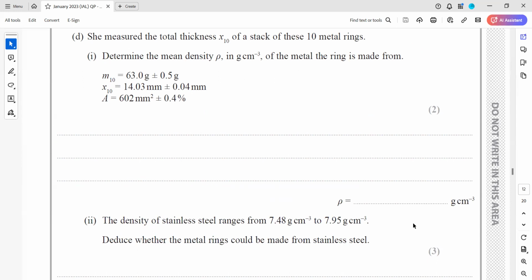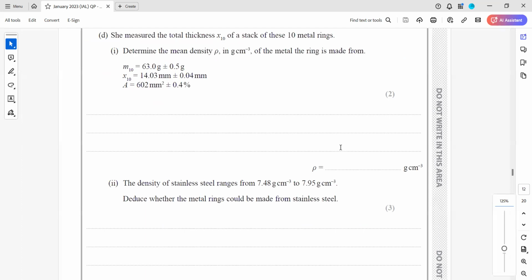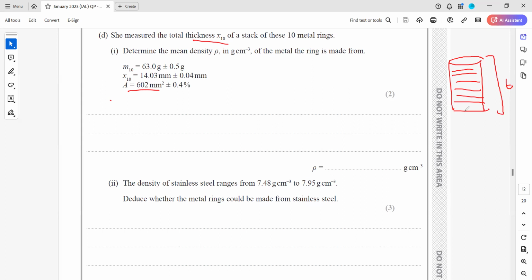The student measured the total thickness and determined the density using this. Then determine the mean density. So you have to work out the mass. This is the mass for the 10, this is the total thickness for the 10, and the area is there. So the total thickness for the 10 is given, the mass of the 10 is given, and the area of each is given, the cross-sectional area like this.